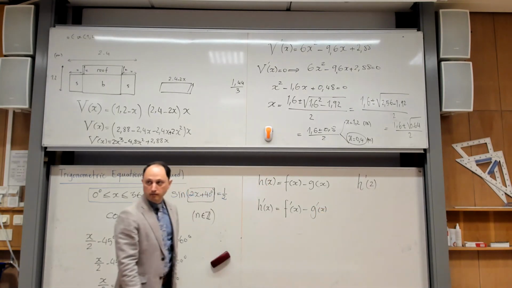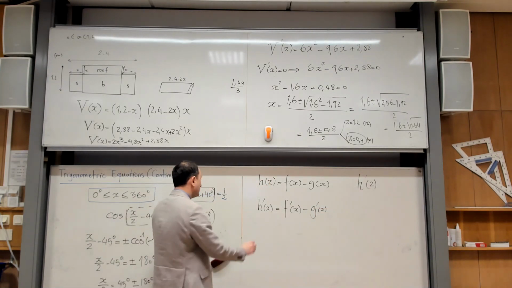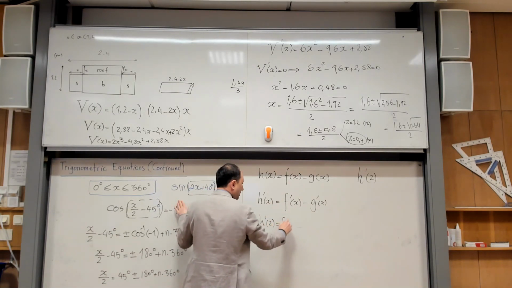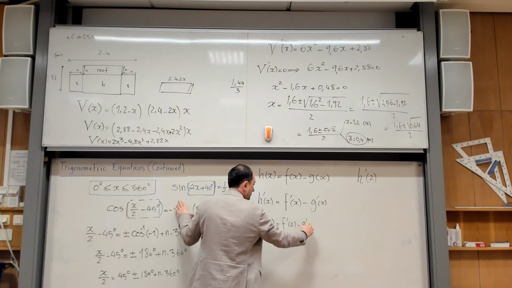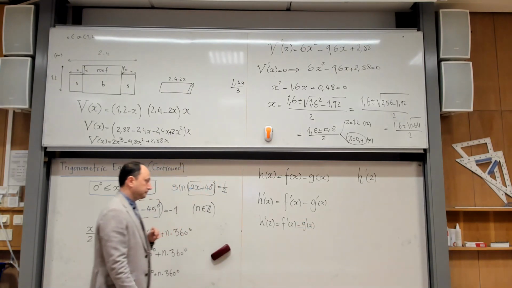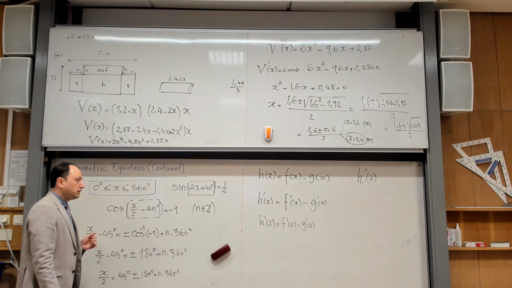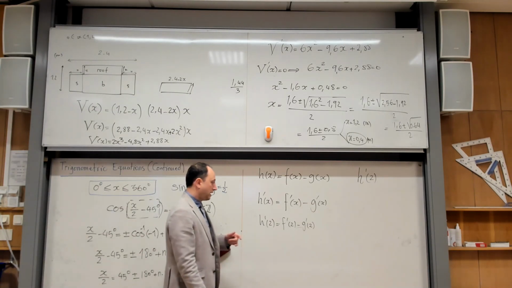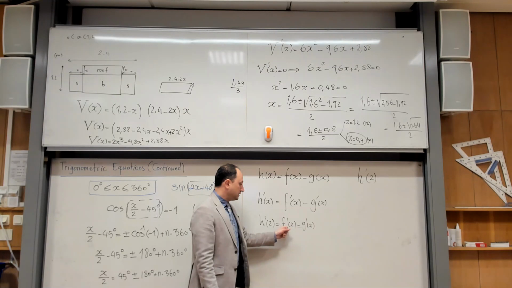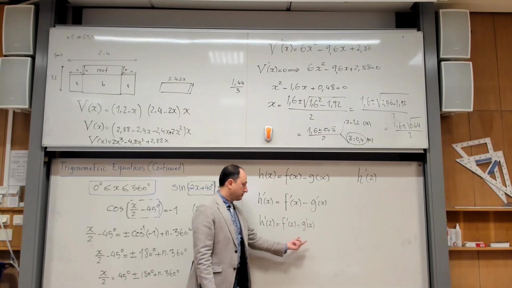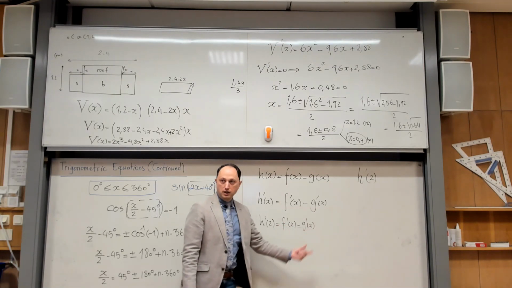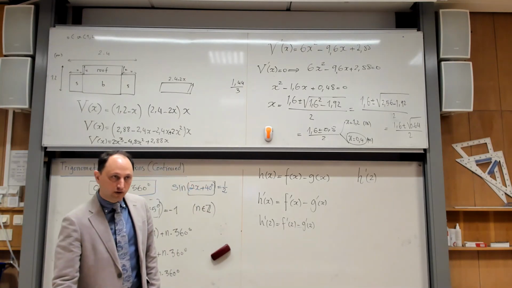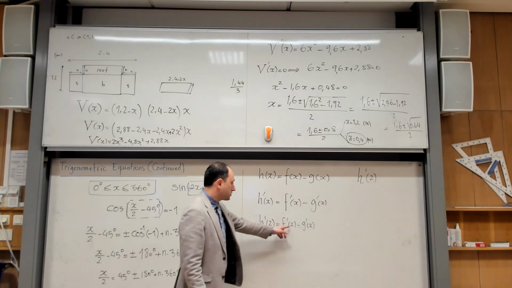Understandable? Okay, and then you want to calculate h prime of 2. So h prime of 2 becomes f prime of 2 minus g prime of 2. So the only thing that you need to do is to go to the picture, to the graph, and try to read this number from the graph and that number from the graph, yes?